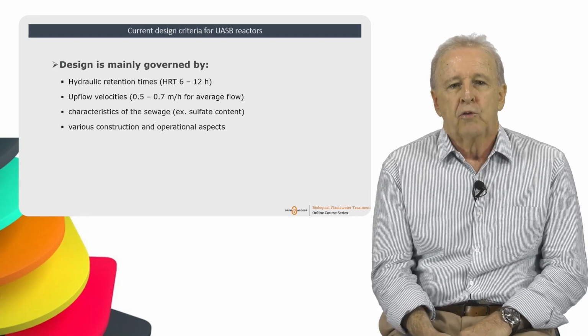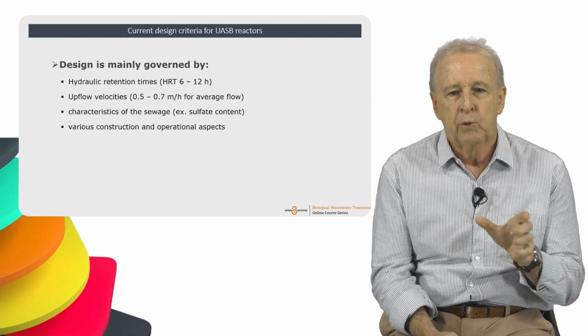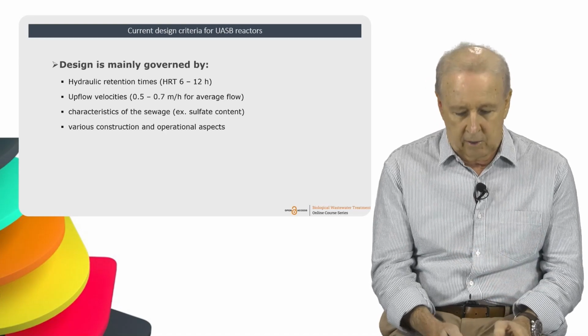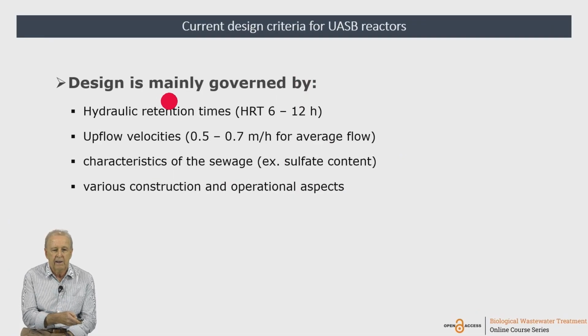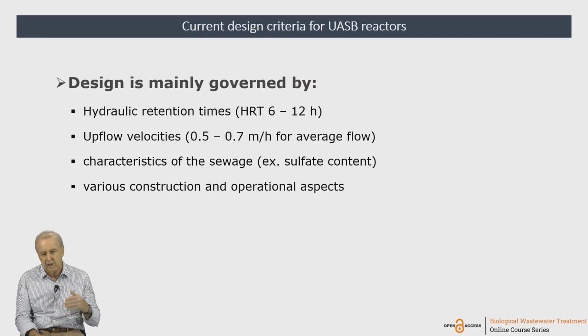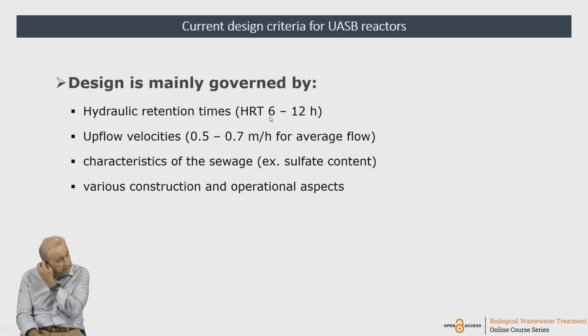Now we go more specifically to the current design criteria for the UASB reactors themselves. We call attention here that the design is mainly governed by the hydraulic retention times. It means the hydraulic loading rate, the upflow velocities, the characteristics of the sewage, and there are some other construction and operational aspects. I call attention here to the hydraulic loading rate, or the opposite, the hydraulic retention times.